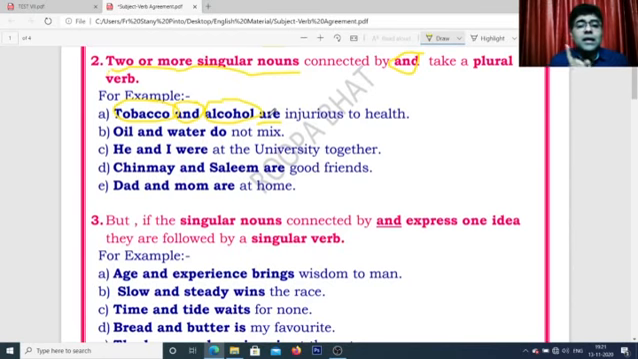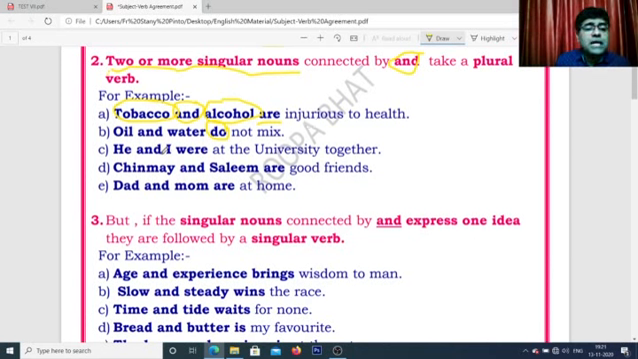So always remember, if it is connected by the conjunction and they happen to be singular, then it takes a plural helping verb. Please remember here. Let's take one more example. Oil and water do not mix. Oil, singular noun, water, singular noun, connected by and. Otherwise, if it was one, we should have said oil and water does not mix. No, we say do not mix because two singular nouns are connected by and.